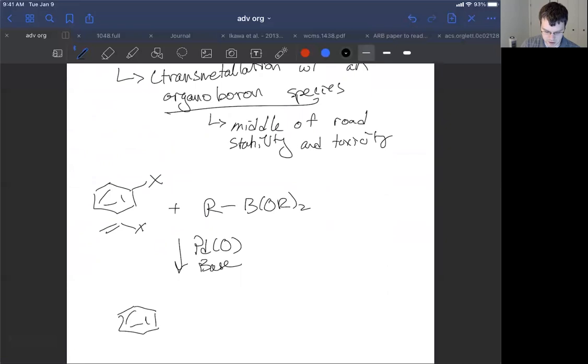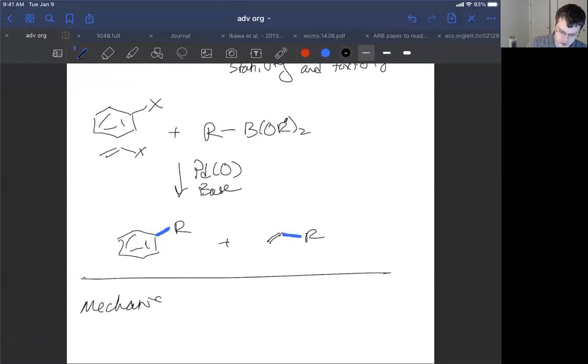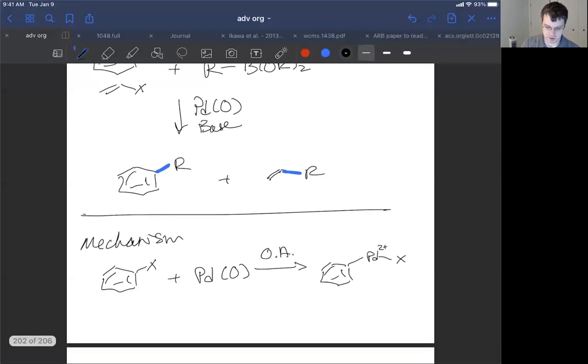And our net reaction is that we're going to couple, I should make this R prime on the boron. We're going to couple the R group to the aryl halide, much like we did before, and in fact through a very similar mechanism, where we first take our sp2 hybridized carbon atom and we react that with palladium 0 by way of an oxidative addition event to give us this species.